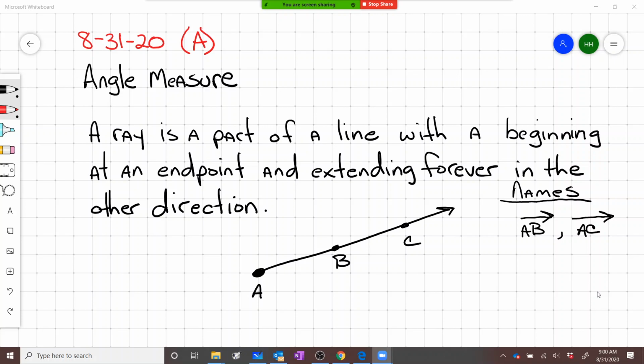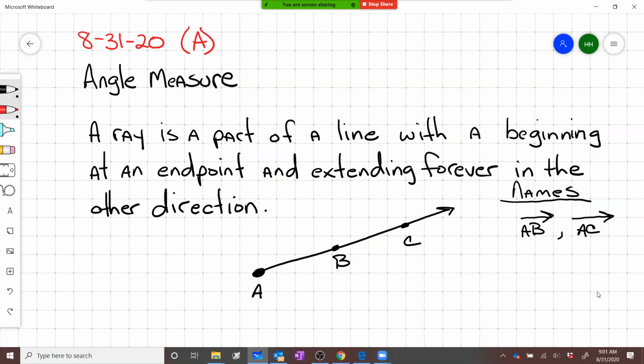When you're naming a ray, the first letter that you use has to be the beginning of the ray. Okay? You've got this black ray right here, ray AB. It starts at A, goes through B, and it never ends. Same ray, starts at A, goes through C, never ends. Those are both the same ray, so you can name them either of those.